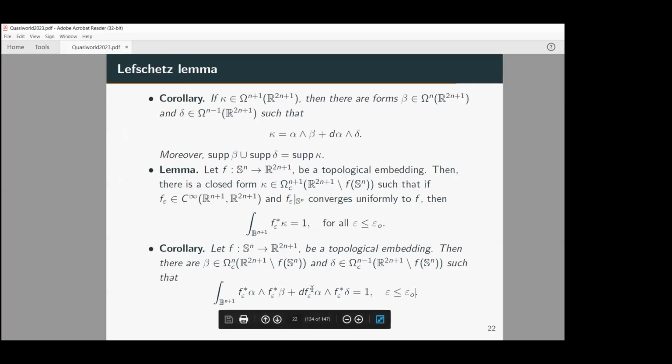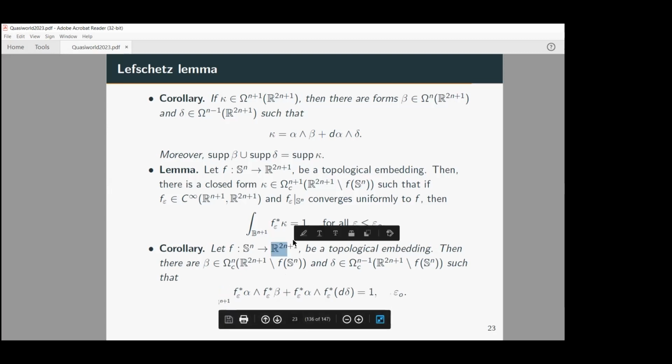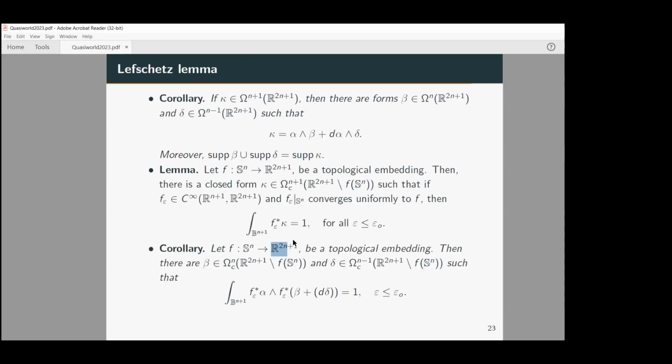What we do, we can now perform integration by parts here. Because of the compact support, we can move d from here to there. So that was before integration by parts, and after integration by parts, d moves to delta. Now I have f star alpha and I have f star alpha. So I can write that this is f star alpha wedge f star of beta plus d delta. So that's the same expression. Okay, so this is what we have.